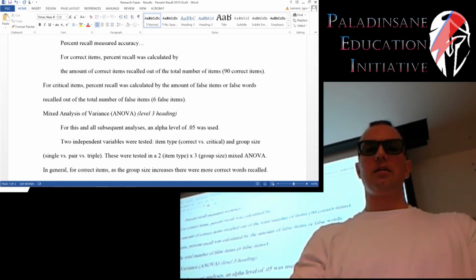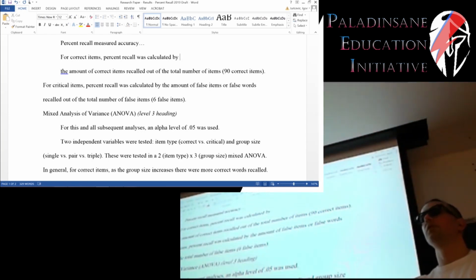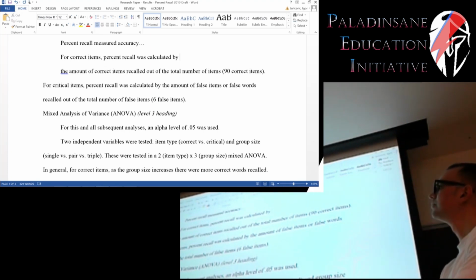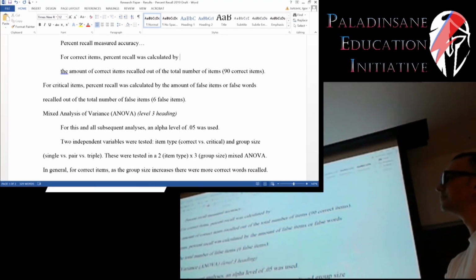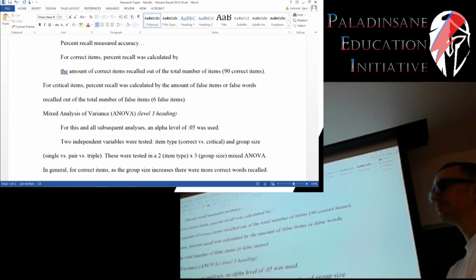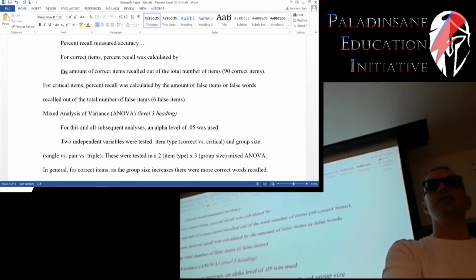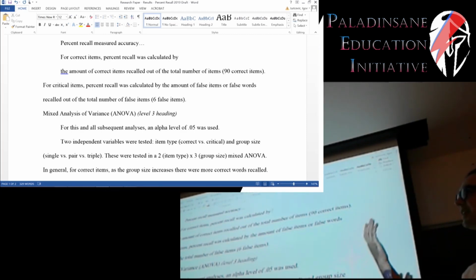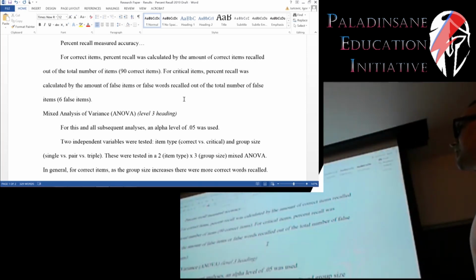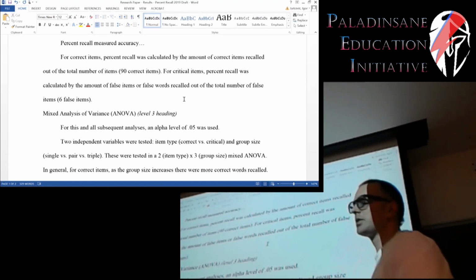So we'll leave that there so we don't erase it and want it back. Any ideas? I mean, it's basically there. It's just, so calculated by the amount of correct items recalled out of the total number of items, 90 correct items. So let's look at it this way.